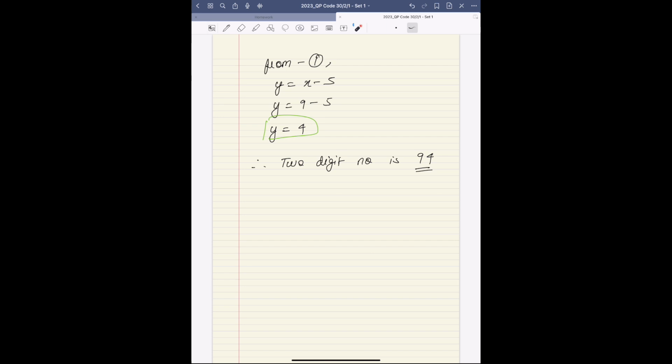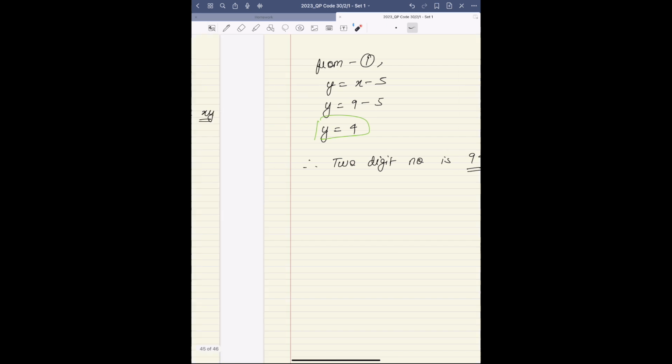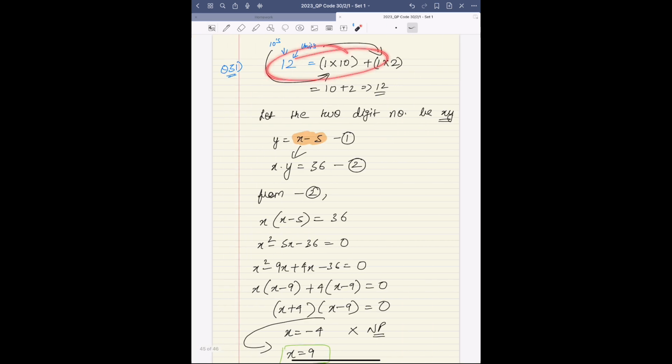The only thing you need to know is how to represent a two-digit number by breaking it. That's why it can be written as 10x plus y, right? So if a number is xy, it can also be written as 10x plus y. So remember that.